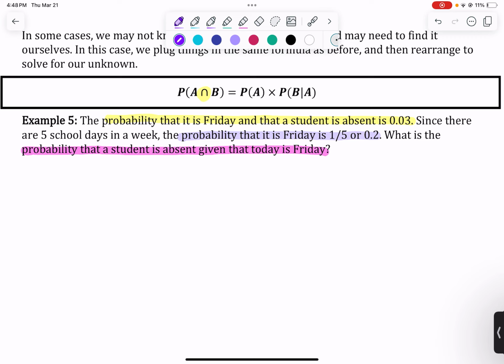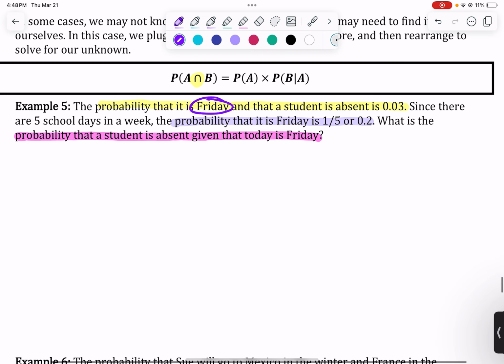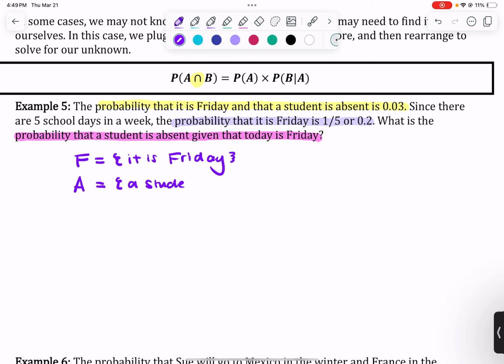But looking at both my yellow and my pink highlights, my first probability talked about Friday and absent, and the pink one talks about absent given Friday. So I know my 2 events that I'm considering here: one is F, being that it is Friday, and maybe A, that a student is absent.